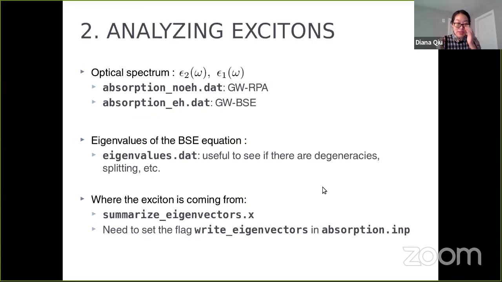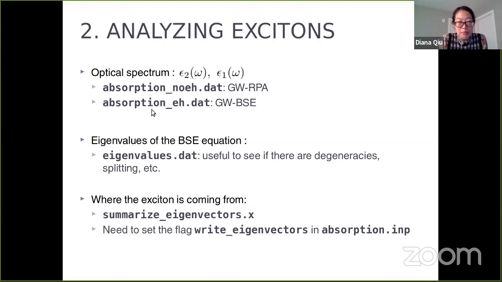Then in BerkeleyGW, we have a number of tools to analyze the results. The optical spectrum is reported: we report both the imaginary part of the dielectric function and the real part of the dielectric function, epsilon1. These are reported in two output files. The first output file is absorption_noeh.dat. This gives you the optical spectrum without electron-hole interactions, and this is what's called the GW-RPA level.